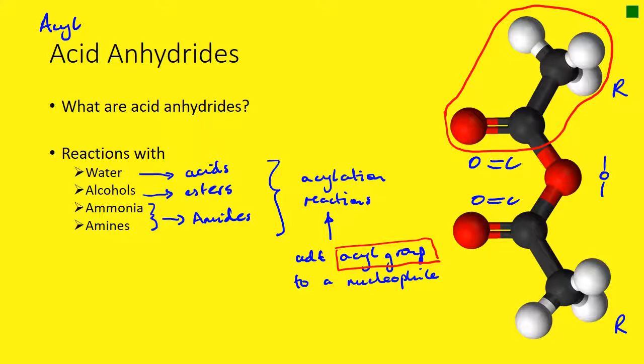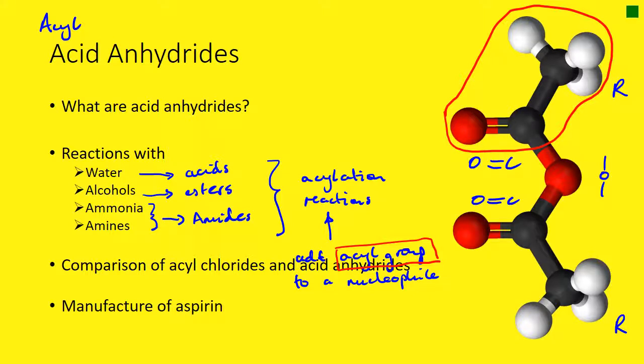So that's an acylation reaction, that is the addition of an acyl group, and in this way we can make all these acids or esters or amides, and in the end, these are often pharmaceutical drugs that we're making. The pharmaceutical drugs are made with these reactions. So that said about the reactions, we're going to just detail each one of those, give you an example of each one of those. And then we're going to compare the acyl chlorides and the acid anhydrides before we have a look at the manufacture of aspirin.